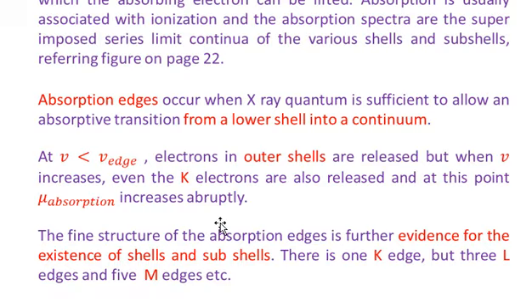So when the inner electrons are ionized, you can observe the edges there. And when the outermost electrons are ionized, then you don't observe any edges there. So the edges can only be associated with electrons from the inner shells being removed or ionized.